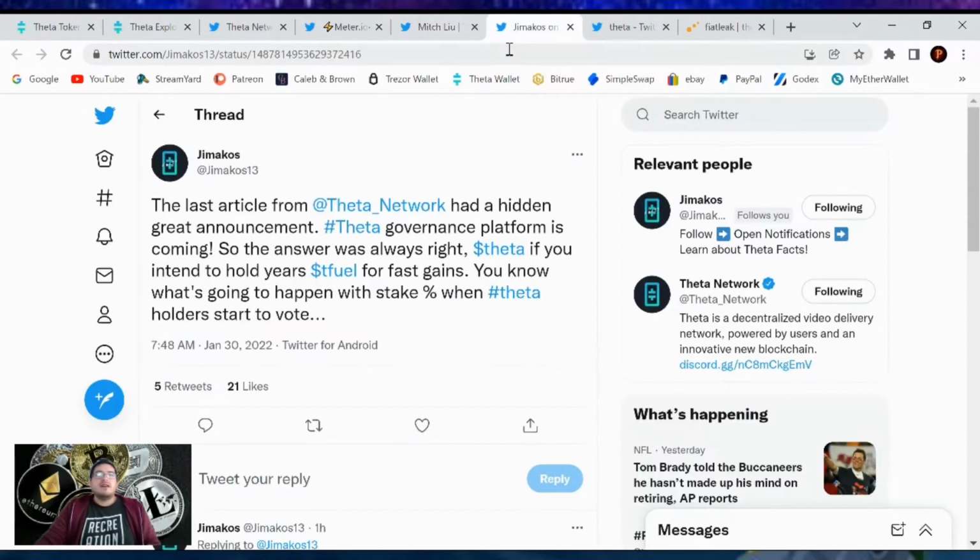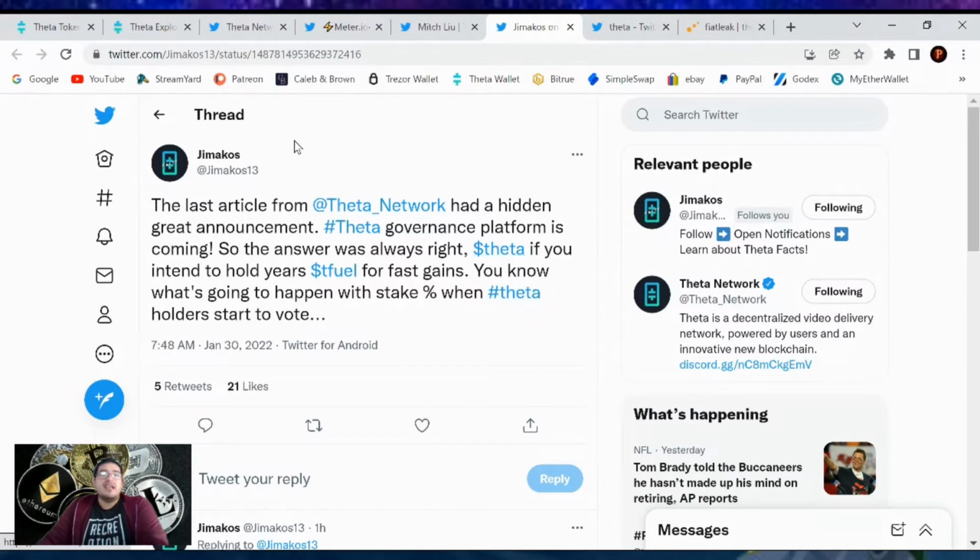Also, I found this awesome news thing because I covered the article the other day, but Jim Cowell 13 tweeted, the last article from Theta Network had a hidden great announcement. Theta governance platform is coming. So the answer was right. Theta, if you intend to hold for years, T-Fuel for fast gains, you know what's going to happen with stake percent when the Theta holder starts to vote. So yes, we're going to be having a governance platform.